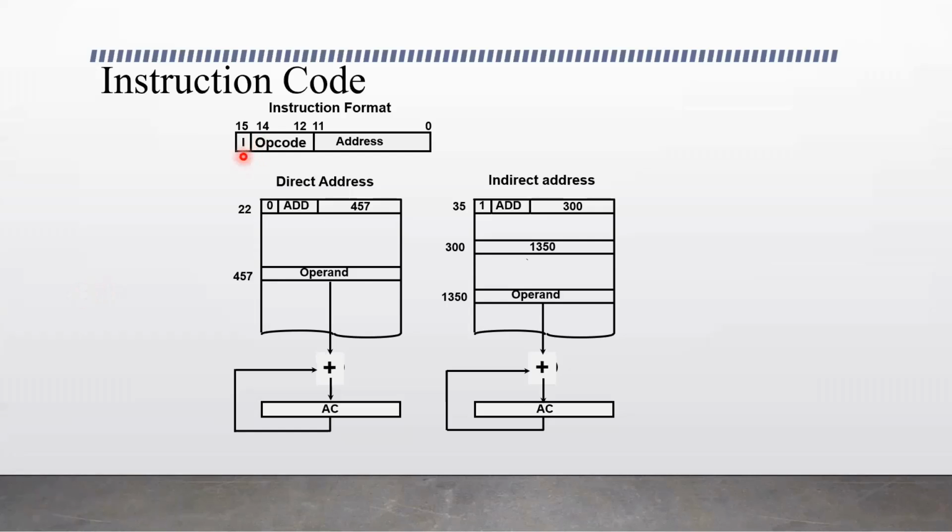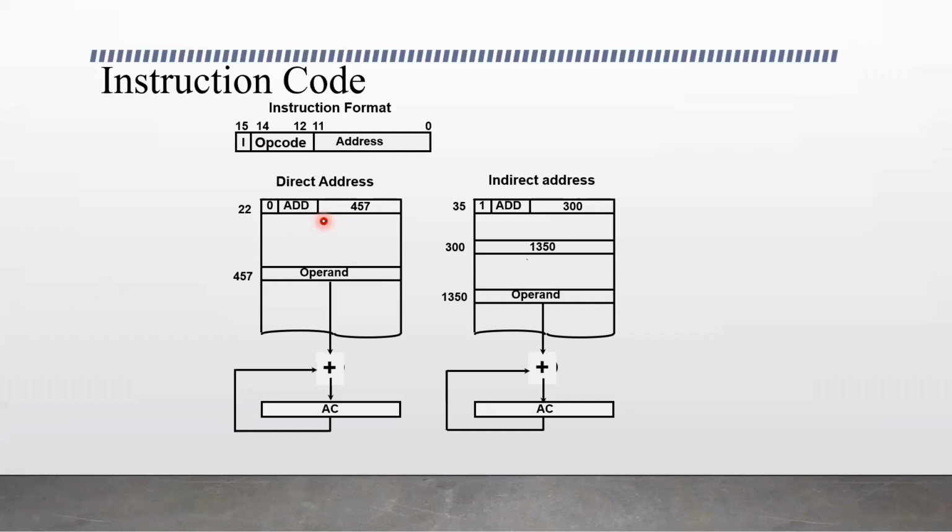And this specifies bit 15, which is represented as I. The value of I may be 0 or 1. If it is 0, that means the address used in the address field is the direct address. And when the value of I is 1, it means the address is an indirect address. So let's see what is direct and indirect address.